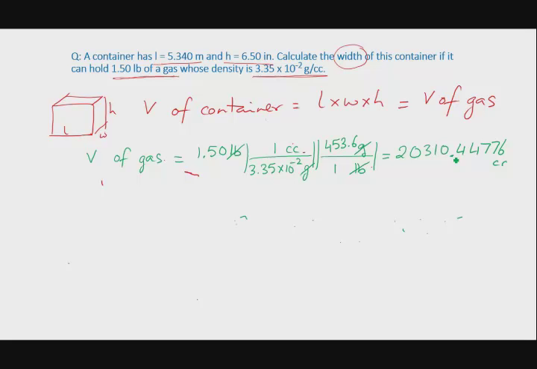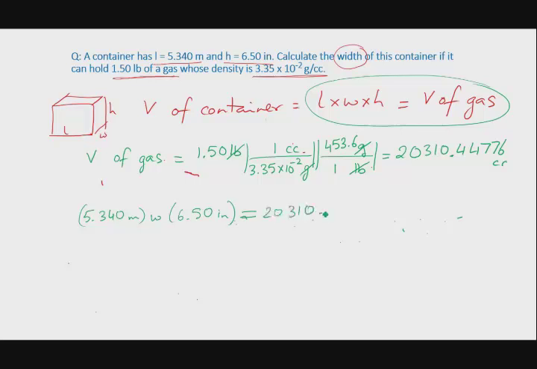Now, as we said before, the volume of the container equals the volume of the gas, and the volume of a container is equal to length times width times height. We can say that 5.340 meters times width, we don't know width, times 6.50 inches will equal 20310.44776 cc's. Now note that I'm not rounding anything yet. That needs to happen at the end when you have the final answer in place.